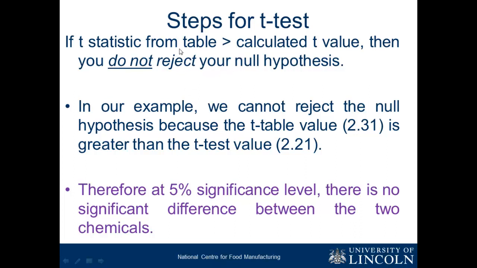For this one, if your t-statistic from the table is greater than the calculated t-value, then you accept your null hypothesis. When your null hypothesis is accepted, then your alternative hypothesis is rejected. But if your t-statistic from the table is less than the calculated t-value, then you reject your null hypothesis. And what that means is that you accept your alternative hypothesis.